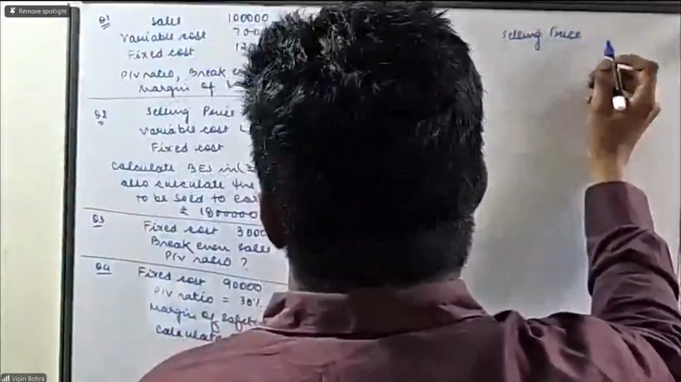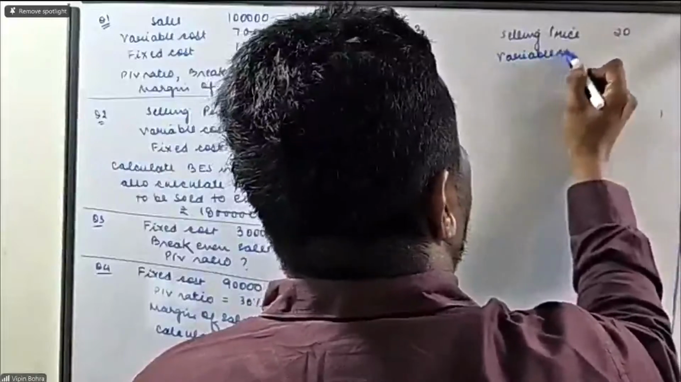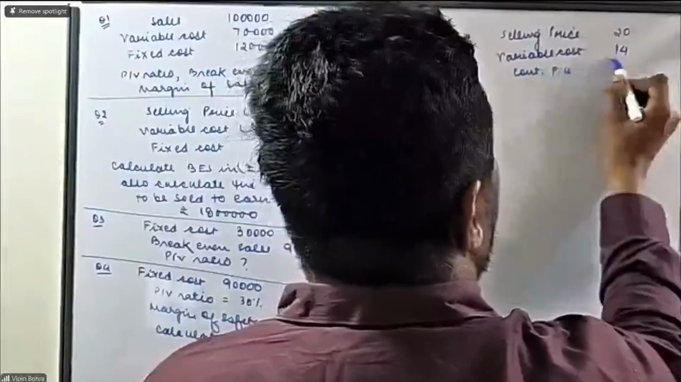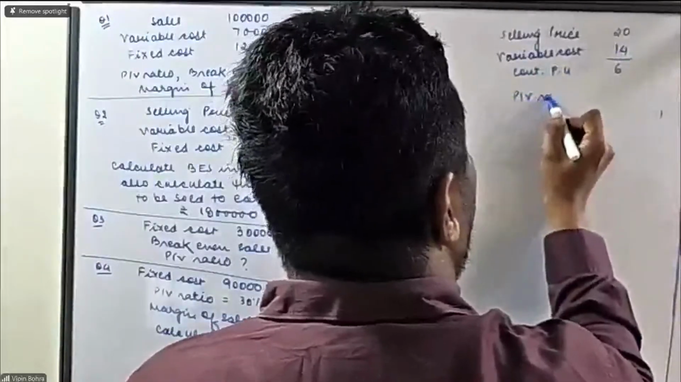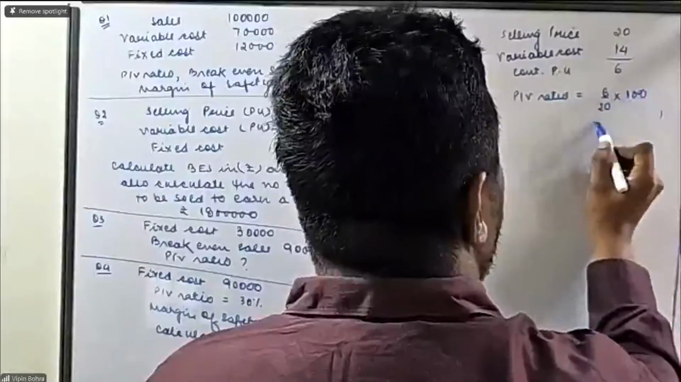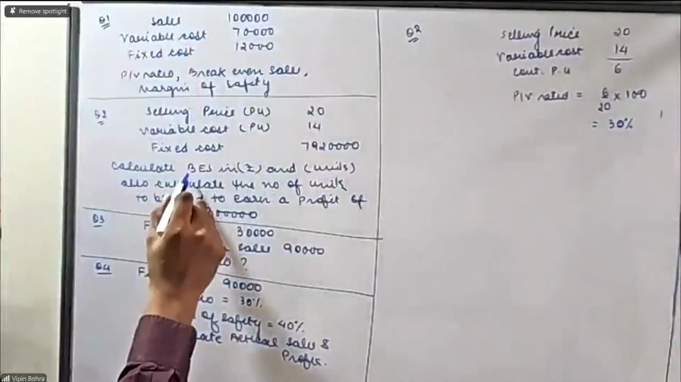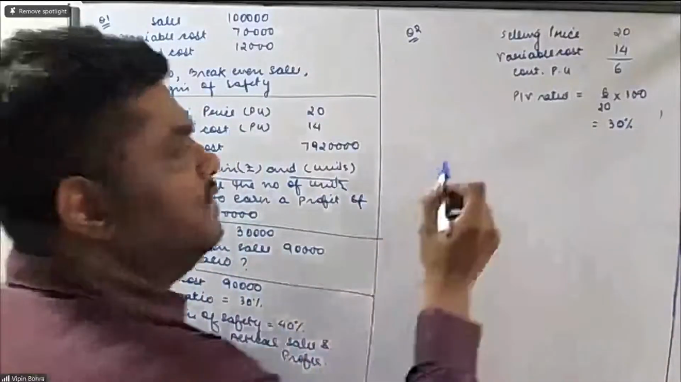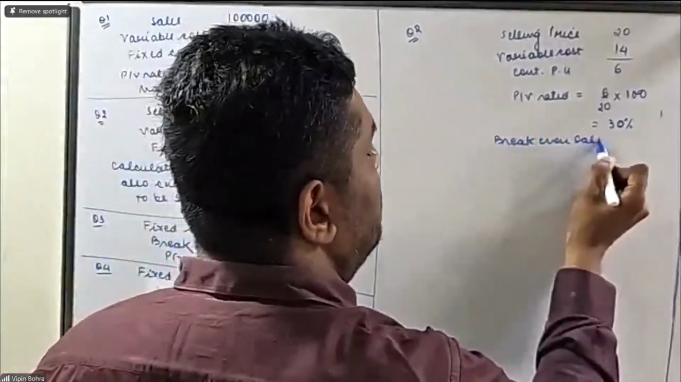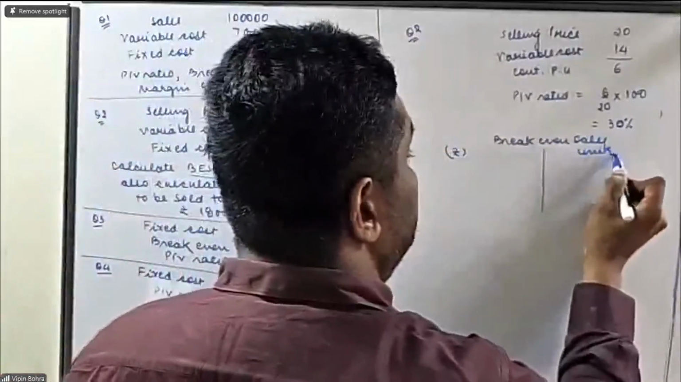Selling price per unit is 20. Variable cost per unit is 14. So my contribution per unit will be 6. Therefore, my PV ratio will be 6 divided by 20 into 100. That is 30%. Now the question is asking us break-even sales in rupees and in units. So break-even sales, let's calculate in rupees and in units.